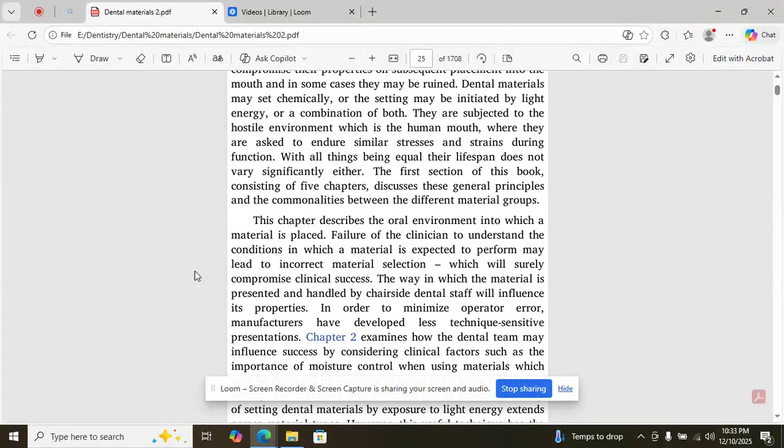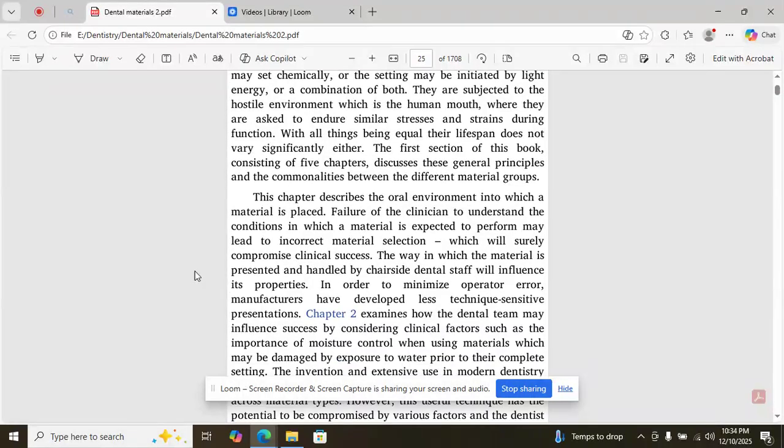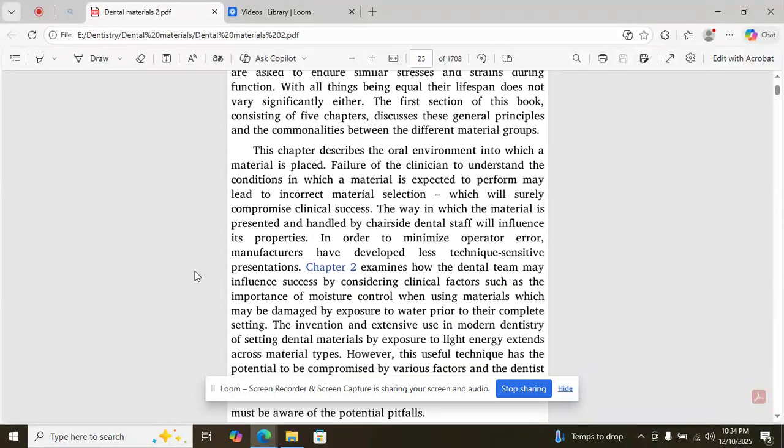The way in which the material is presented and handled by chairside dental staff will influence its properties. In order to minimize operator error, manufacturers have developed less technique-sensitive presentations. Chapter 2 examines how the dental team may influence success by considering clinical factors such as the importance of moisture control when using materials which may be damaged by exposure to water prior to their complete setting.